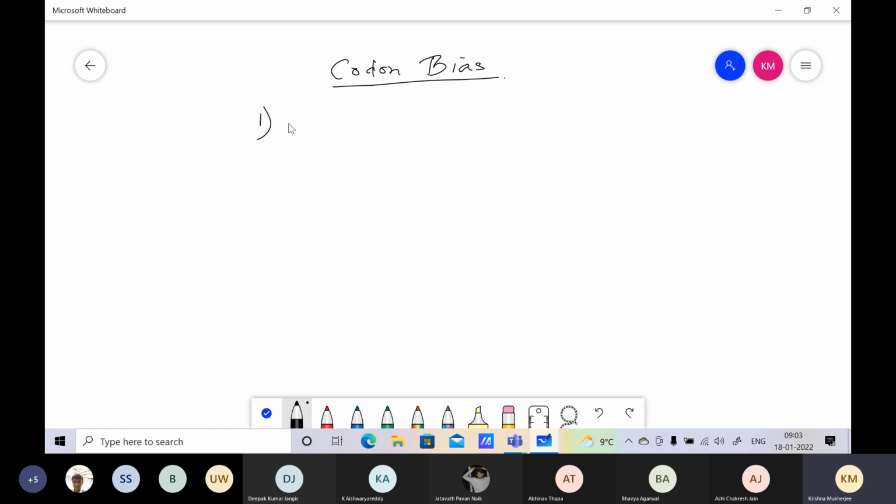Let us say I have a protein which I want to produce or express, and it is a 100 amino acid long protein. And I think that the CAI, the codon adaptability index, should be greater than, let us say, 0.8. It should be greater than 0.8 for me to get good expression, otherwise I will get into trouble.